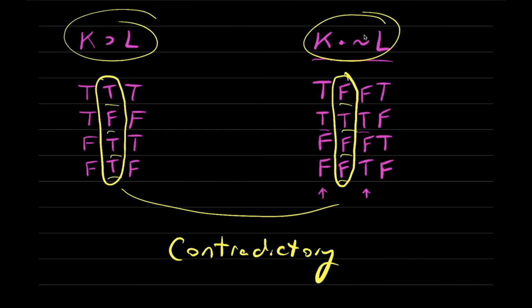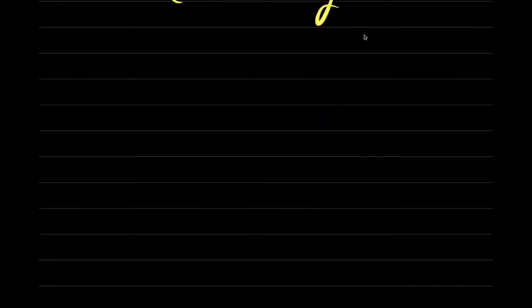Okay, let's move on. Let's talk about consistency and inconsistency now. Like I said a moment ago, two statements are consistent if it's possible for them to be true together. Whether or not they're actually both true, it doesn't matter. It's whether it's possible for them to be true. So let's look at two statements that are consistent with each other. First statement is K or L. The next statement is K and L.